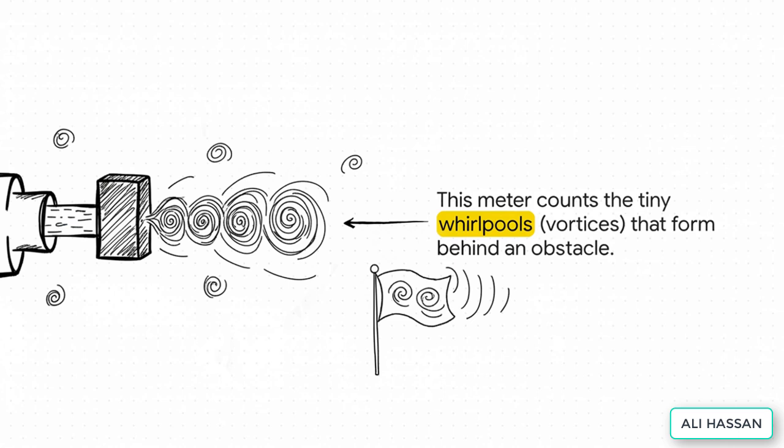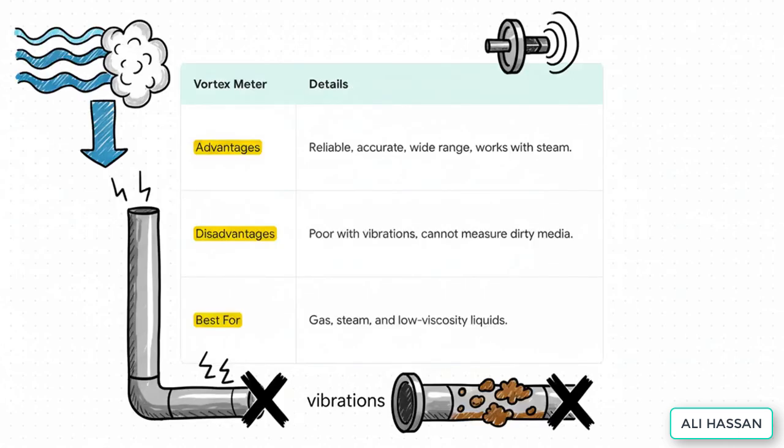A sensor on the meter detects the little pressure changes from each vortex as it forms, and, well, it just counts them. The faster the flow, the more frequently the vortices are created, giving you a super precise measurement of the fluid's velocity. And here is its superpower, versatility.